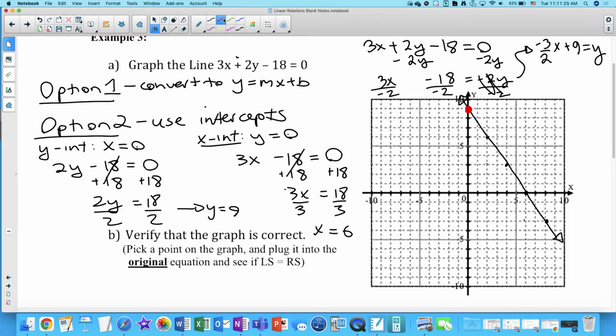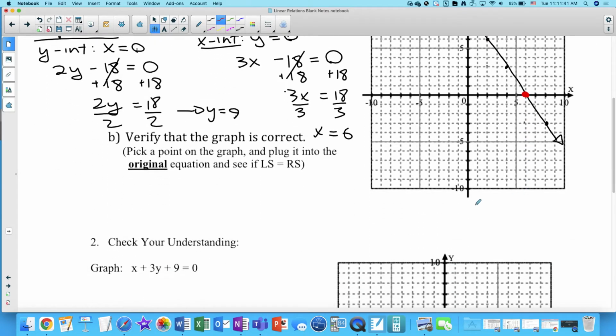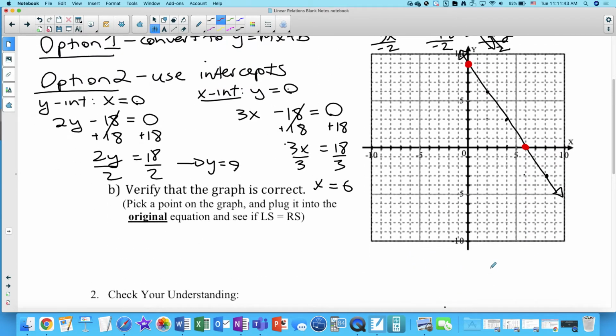So then I go and I plot that point, right? And then I just connect them, and I've got my graph. Okay? Questions with that? Oh, verifying. The verifying is also in here. Okay, so verify that the graph is correct.